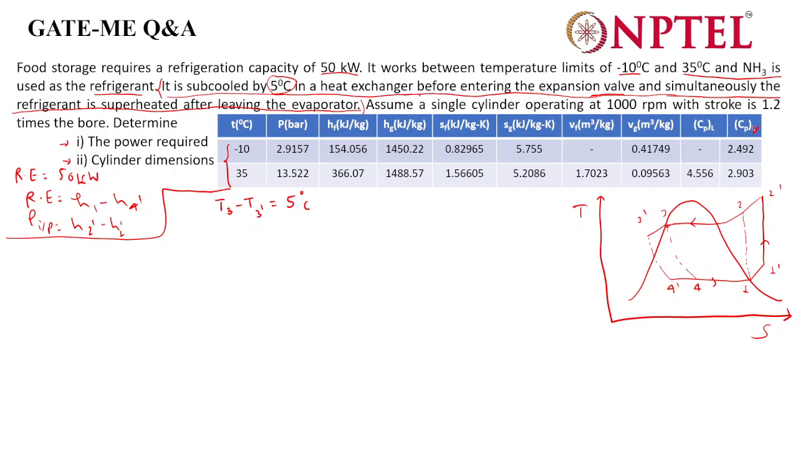Whatever heat would be there is given to this part, right? Is it clear? Yes, sir. So this is the liquid here. Here liquid is there, here vapor is there. So you know the value of H1. What is H1?